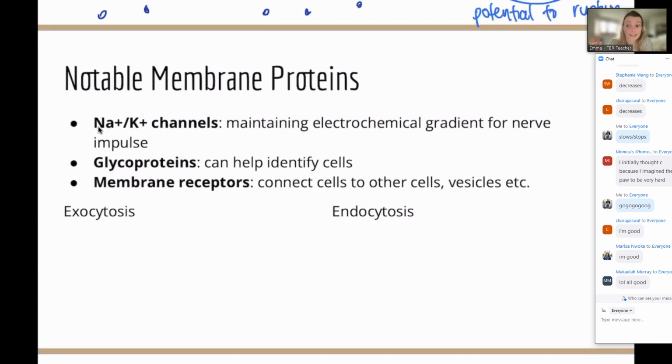And if it decides that this kidney that got donated is not its pal, then adios, it's not going to happen. So it's just really important to remember that those glycoproteins are really powerful in identification. Last one is going to be membrane receptors.